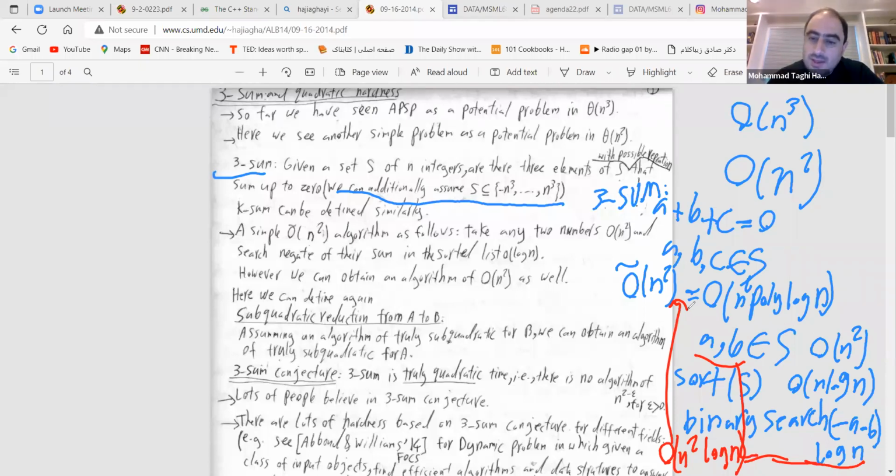Later, we are going to discuss a truly quadratic algorithm, where there is no extra log factor, and it is exactly n square. Good. So that was the solution for that. Is the solution clear? Please unmute and answer. Any question about it?